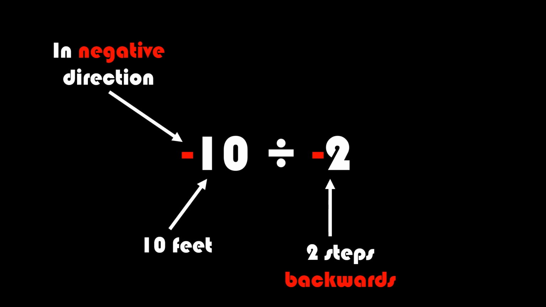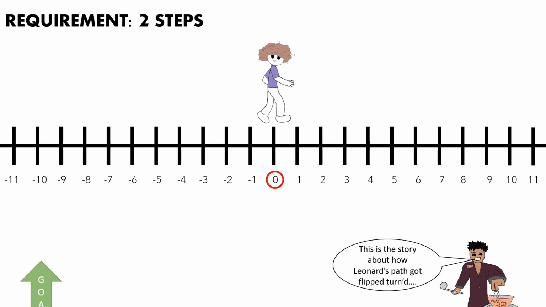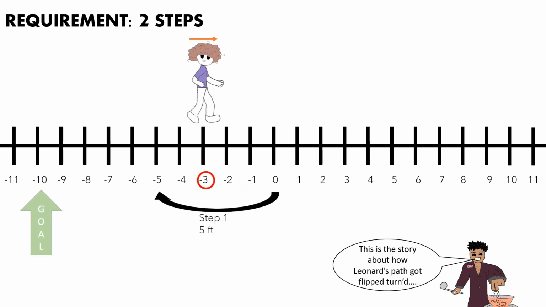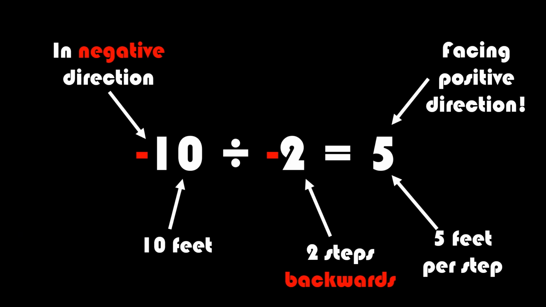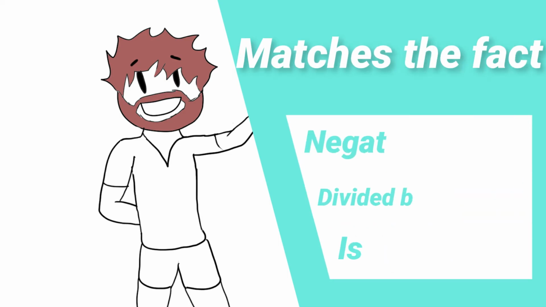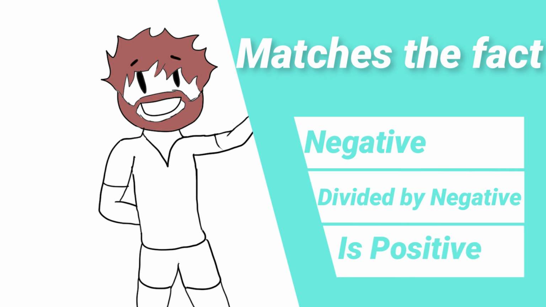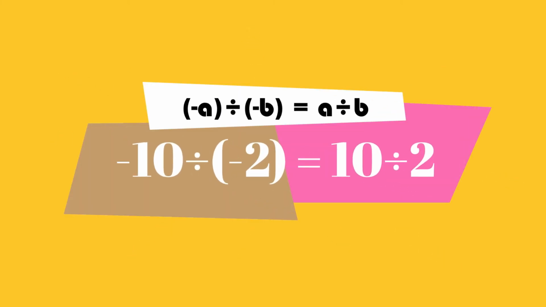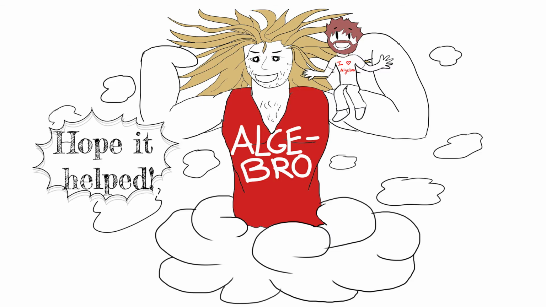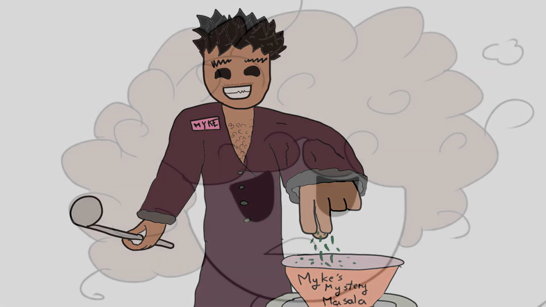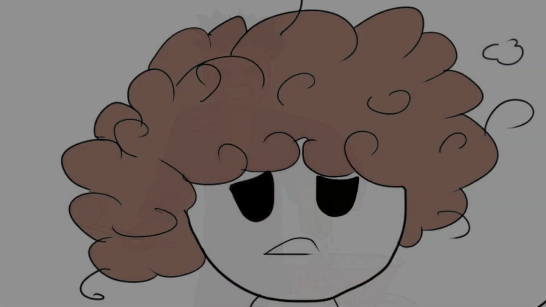Finally, if there's a minus sign for both numbers being divided, this means that Leonard must walk from 0 to negative 10, and has to do it by taking 2 steps backwards. Leonard can achieve this by facing the positive direction and walking backwards. The length of one step is going to be 5, and since he's facing the positive direction, our resulting number is also going to be positive. We see that this matches with the fact that a negative divided by a negative is a positive. We also see that this is the same result as when we had a positive divided by a positive. Hopefully that's a fairly clear visualization of division on the number line. It looks like Mike's cruel and unusual punishments for Leonard have their advantages.